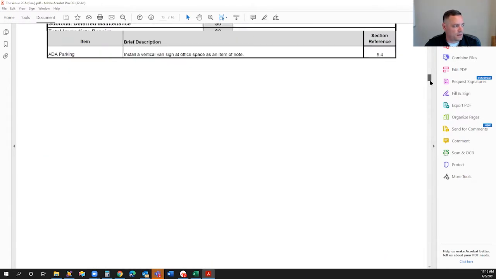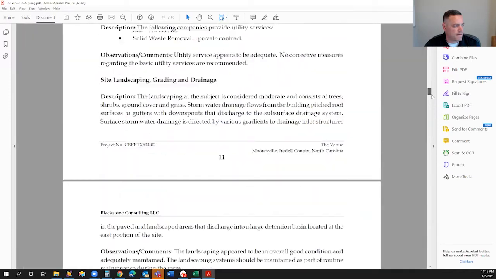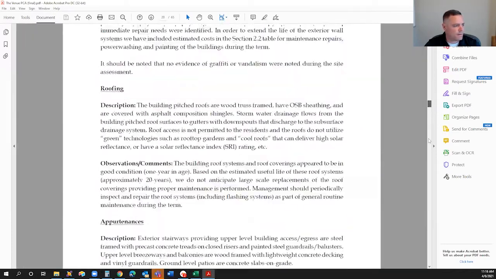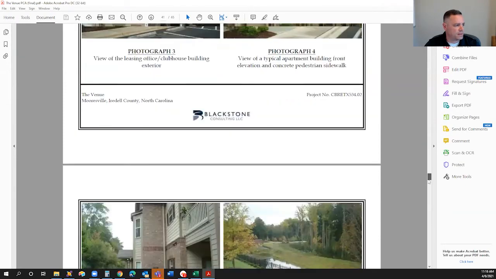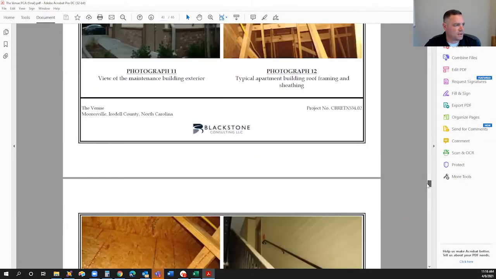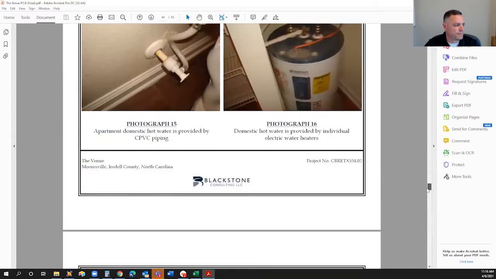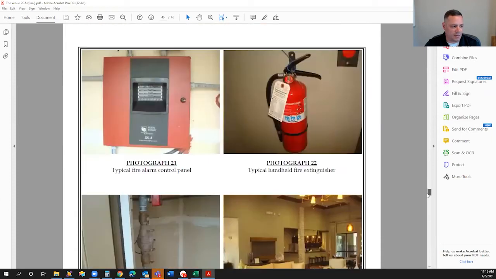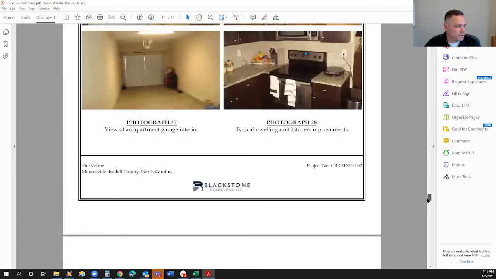And then we'll go down. And you'll see some photographs, and they'll kind of talk about different things that they noticed. You see the construction type. And so that's your basic PCA, property condition assessment, that's going to occur during due diligence.